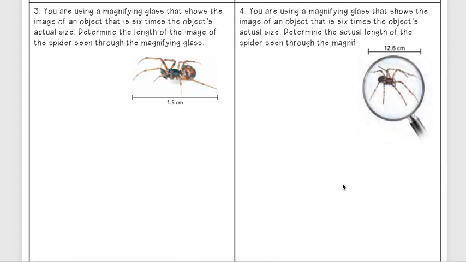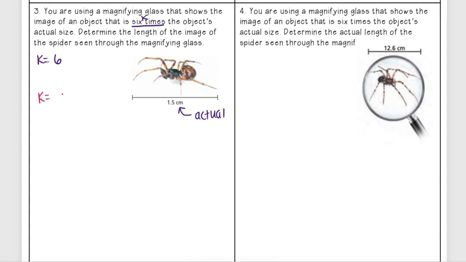Okay, this one says you're using a magnifying glass that shows the image of an object that is 6 times the object's actual size. Determine the length of the image of the spider seen through the magnifying glass. So this time we are given the scale factor. We know that K is equal to 6. We see in this picture the actual length of the spider, but we don't know the image length. We don't know what size the spider looks like through the magnifying glass.